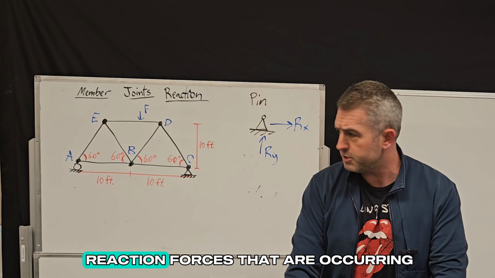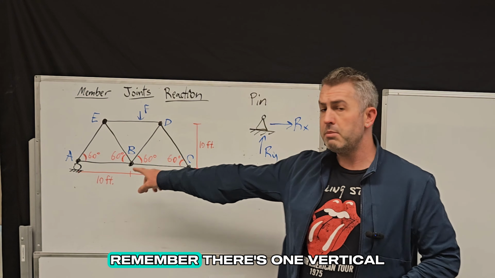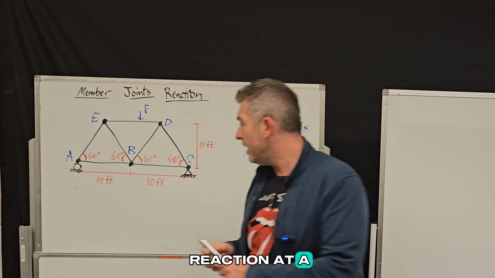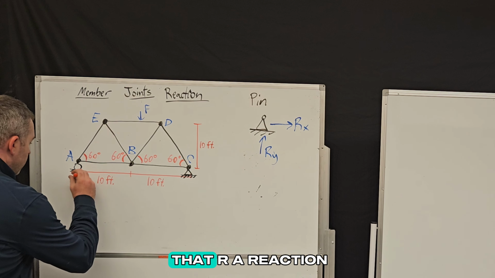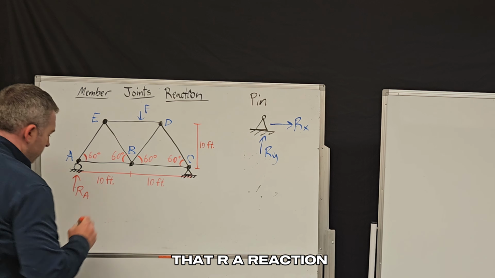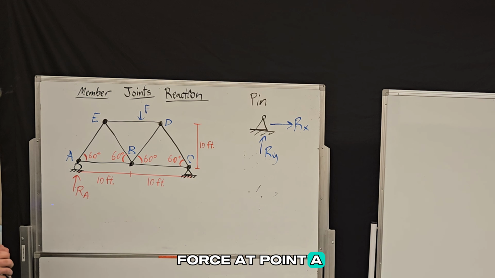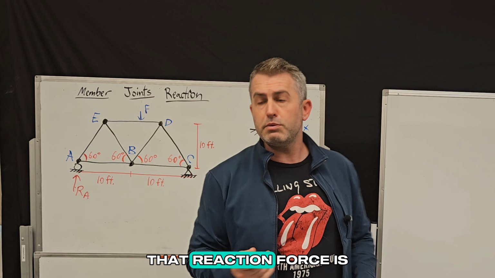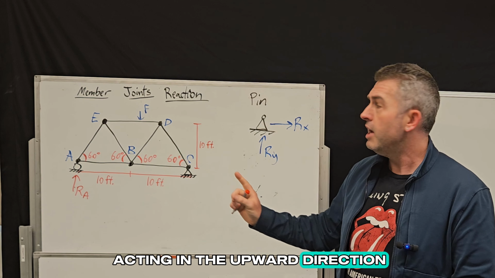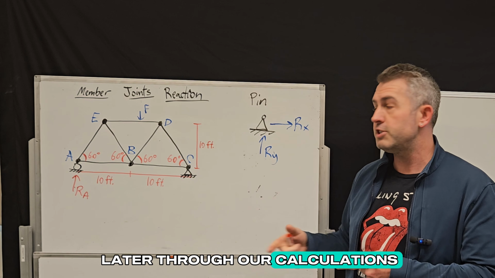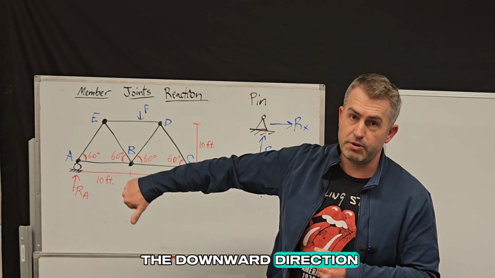And that means my reaction forces occurring here, remember, there's one vertical reaction at A. So I'm going to call that RA, reaction force at point A. And I'm going to assume that that reaction force is acting in the upward direction. Of course, we'll see later through our calculations whether that's true. It might be in the downward direction.